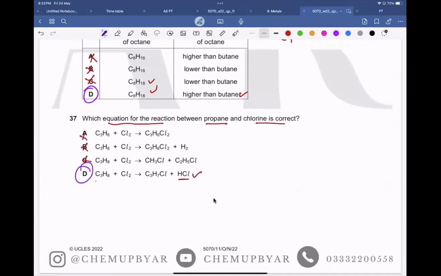And D is the correct answer, because with the alkane and chlorine, substitution occurs: one chlorine gets bonded to the alkane, the hydrocarbon, and the hydrogen which comes out from it bonds with the other chlorine to form HCl.